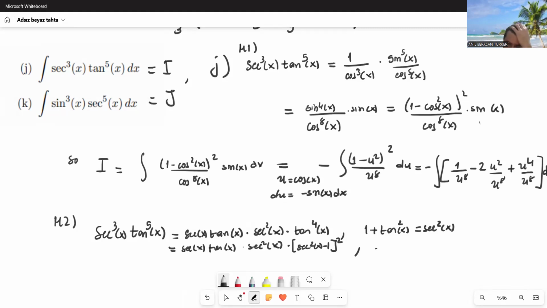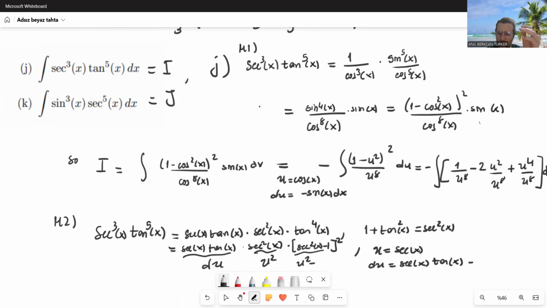So if you put your u as secant x, and you know that your du is secant x tangent x, so it becomes du, it becomes u square, it becomes u square minus 1 to the power 2. Actually, similar thing. Not similar, yeah, there's a very big difference. But you can actually calculate in this way.